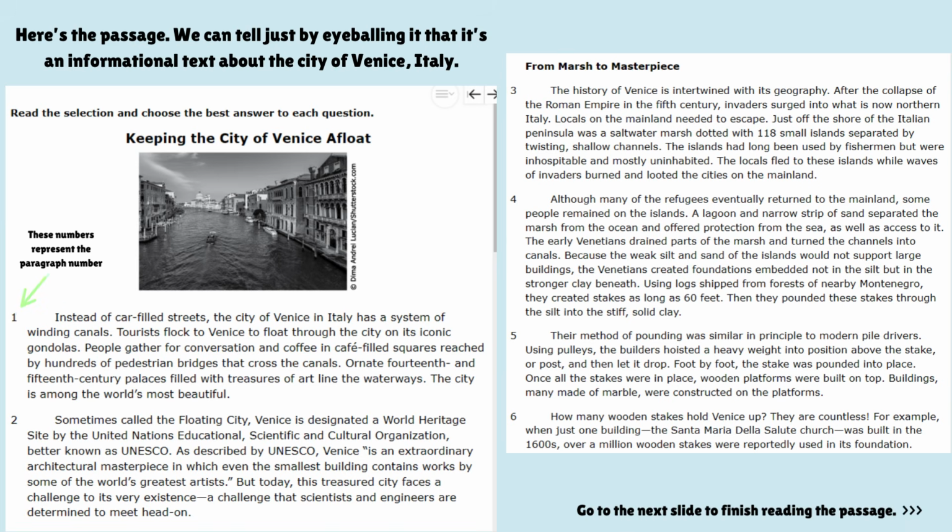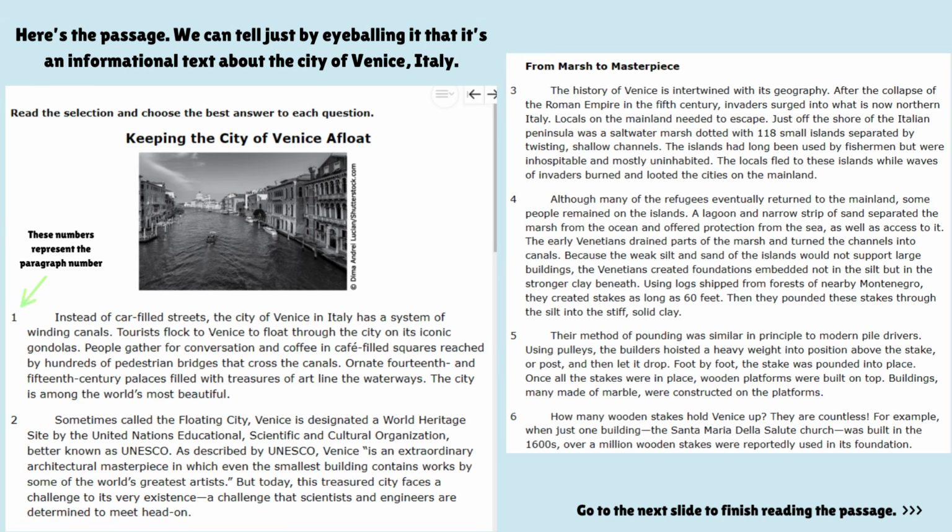Using logs shipped from forests of nearby Montenegro, they created stakes as long as 60 feet. Then they pounded these stakes through the silt into the stiff, solid clay. That is a tongue twister for you.